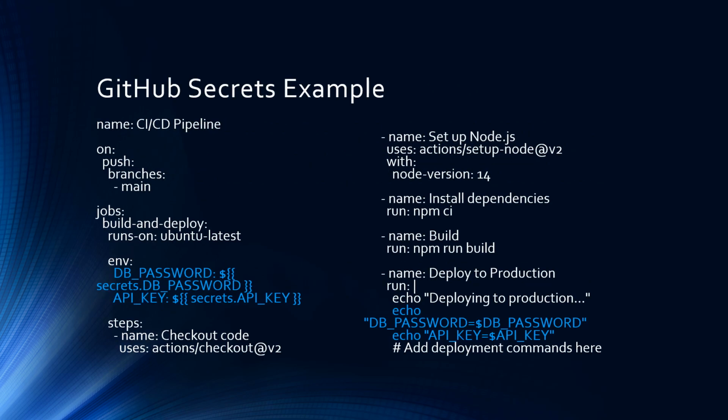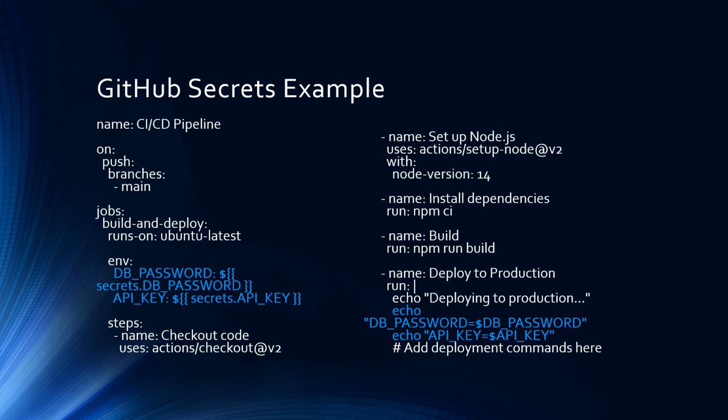Let's examine a practical GitHub Actions workflow that demonstrates how to properly handle secrets in a CI/CD pipeline. This example showcases real-world implementation of the concepts we've discussed. The workflow begins with the standard GitHub Actions trigger configuration running on pushes to the main branch. Notice how we're using the env section to declare our environment variables. This is a crucial part of secrets management in GitHub Actions.